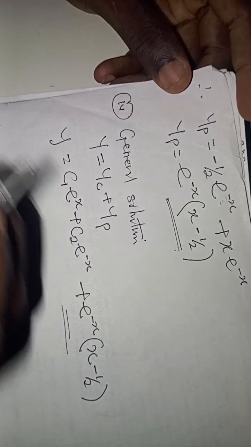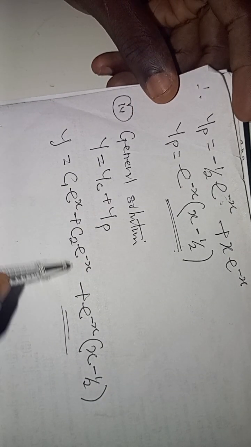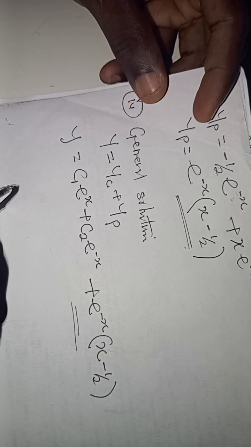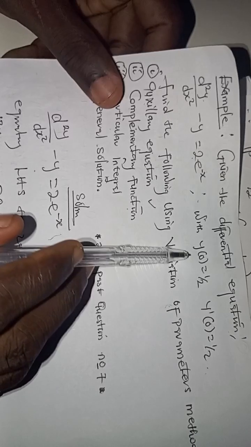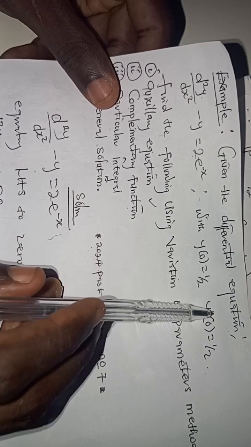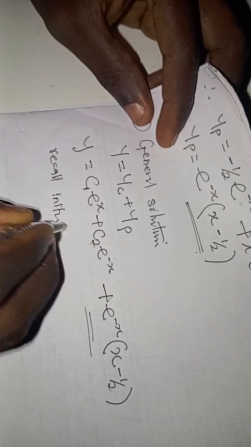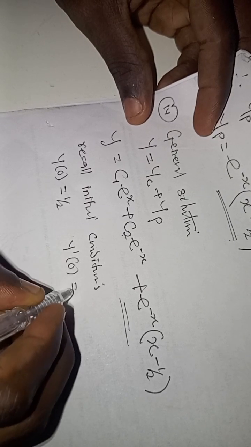If boundary condition was not given, you can end your answer here. But because boundary condition was given from the question, we'll still continue in order for us to find C1 and also find C2. Right, so from the question, we were given initial conditions y of 0 equal to 1 over 2 and y prime of 0 equal to 1 over 2. Since initial conditions were given, recall initial conditions. Right, so the task here is very simple.